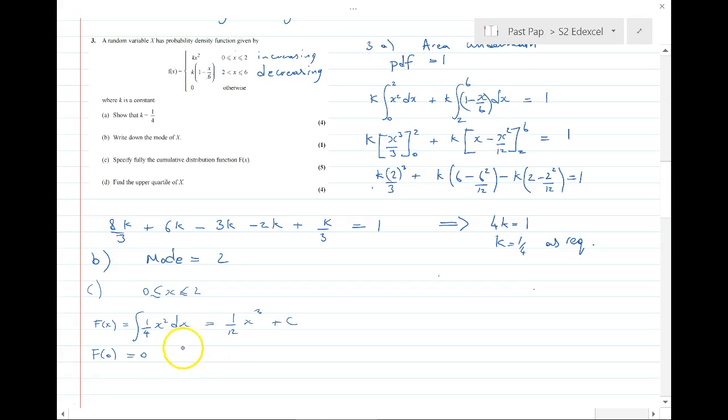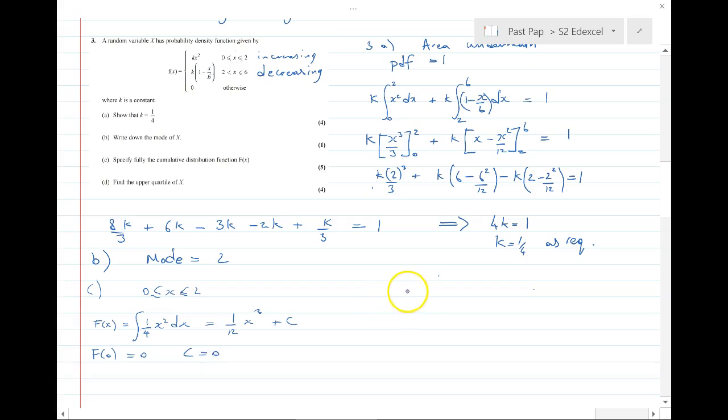Now that's pretty straightforward. So I have 0 is equal to 1/12 times 0 cubed plus c. So obviously c is equal to 0. Not even worth writing, to be honest. So c is 0. So that's that bit.